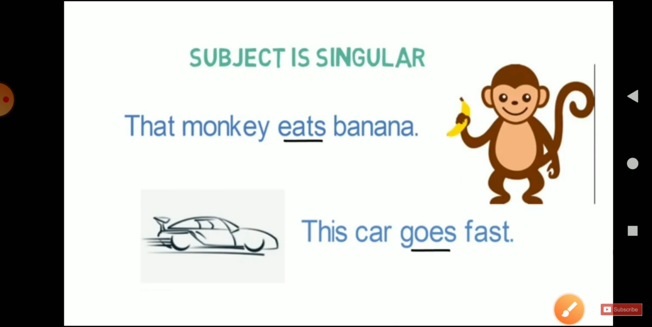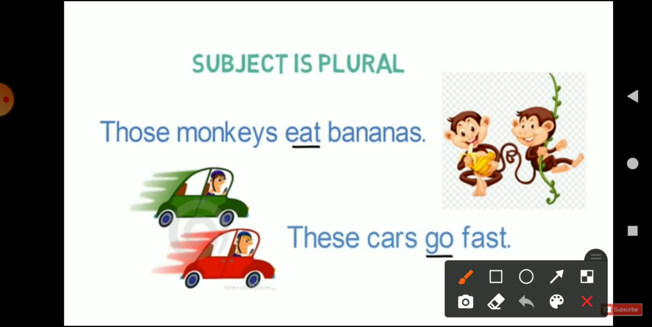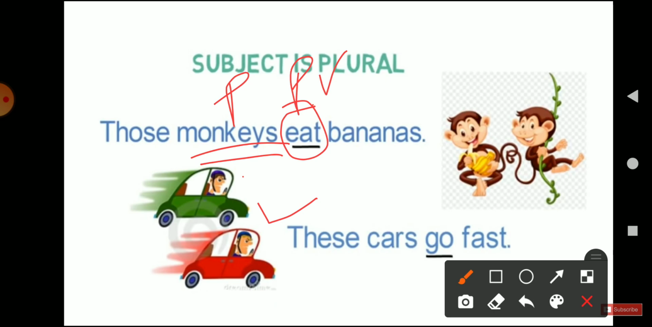Now, if we talk about these both sentences in plural form, how are we going to write them? Now see, if we talk about monkeys, you can see that because the monkeys are in plural form, we have used the plural verb here. Correct? Now, similarly, the second sentence: "These cars go fast." Here, because the cars are in plural form, we have used the plural verb here.